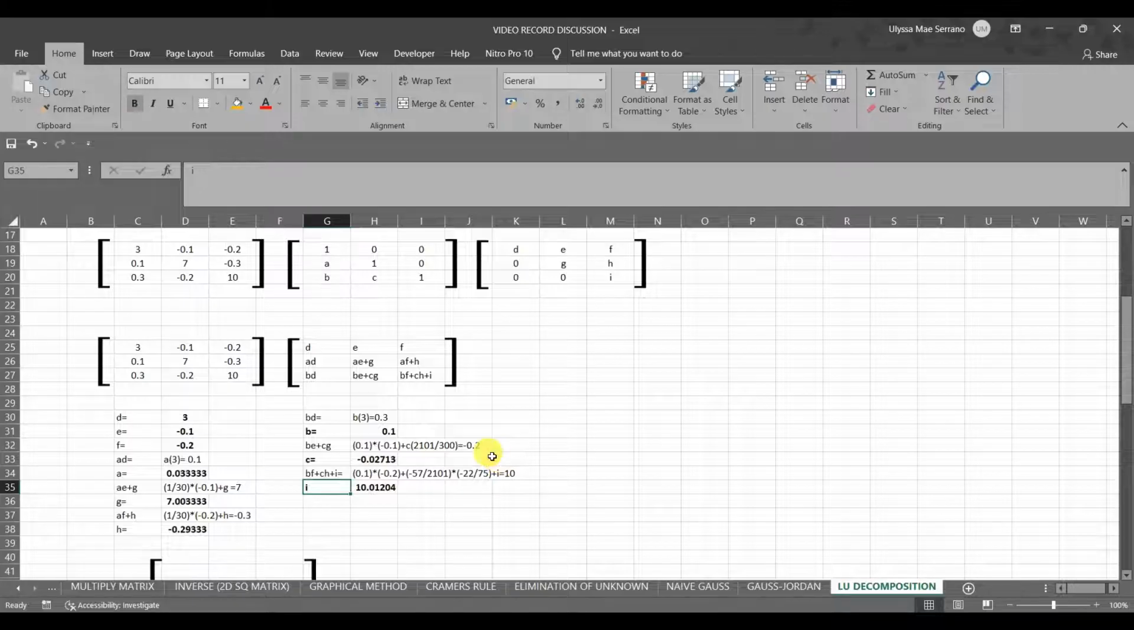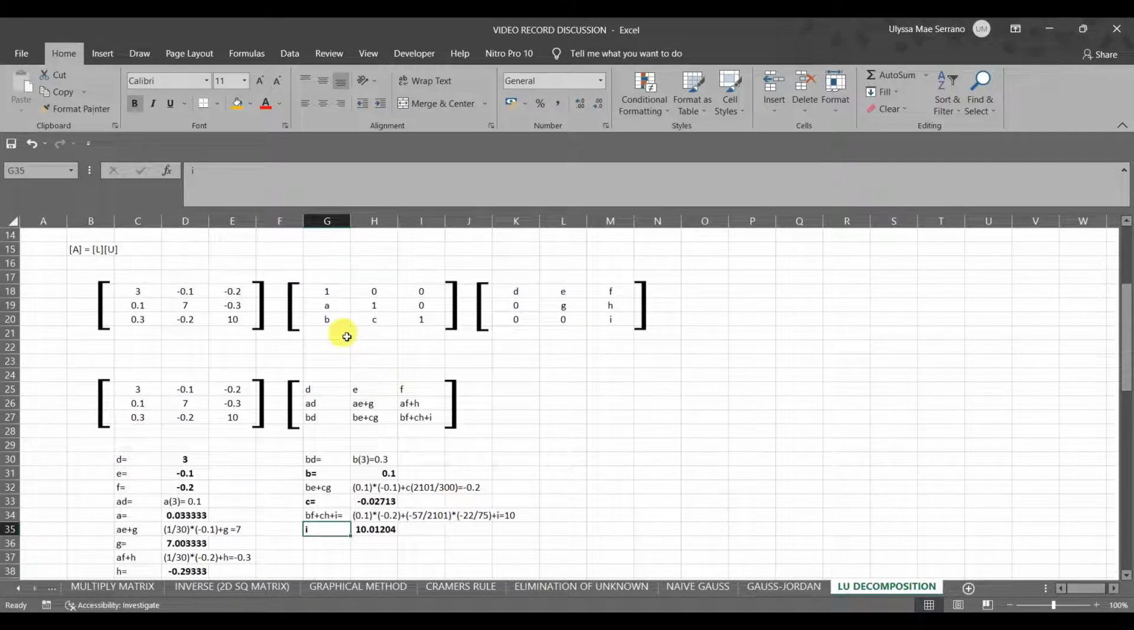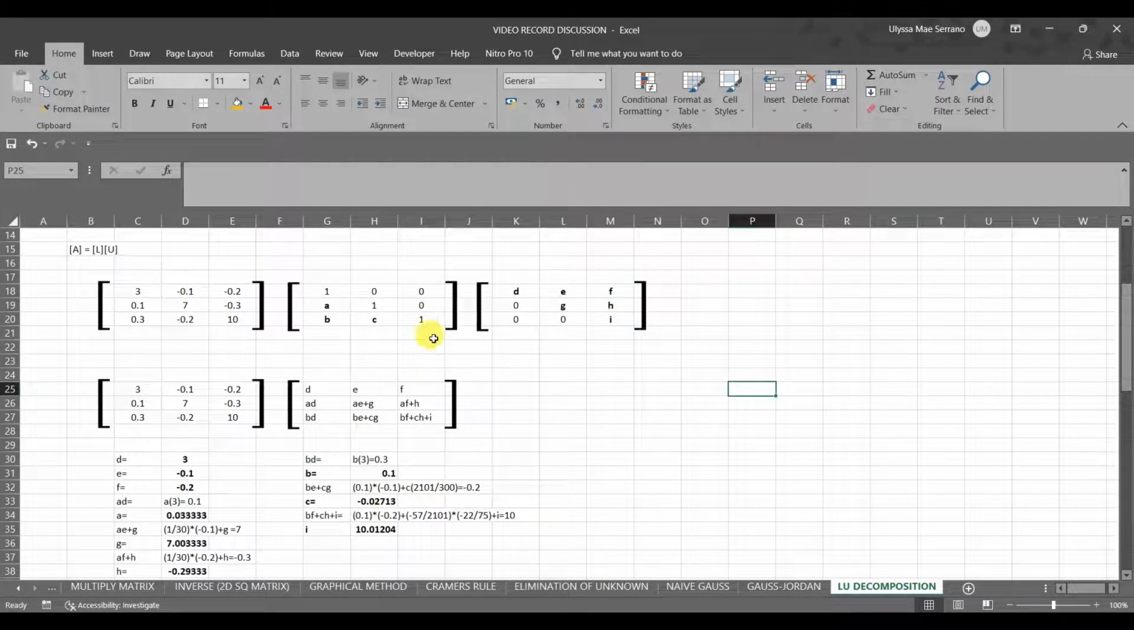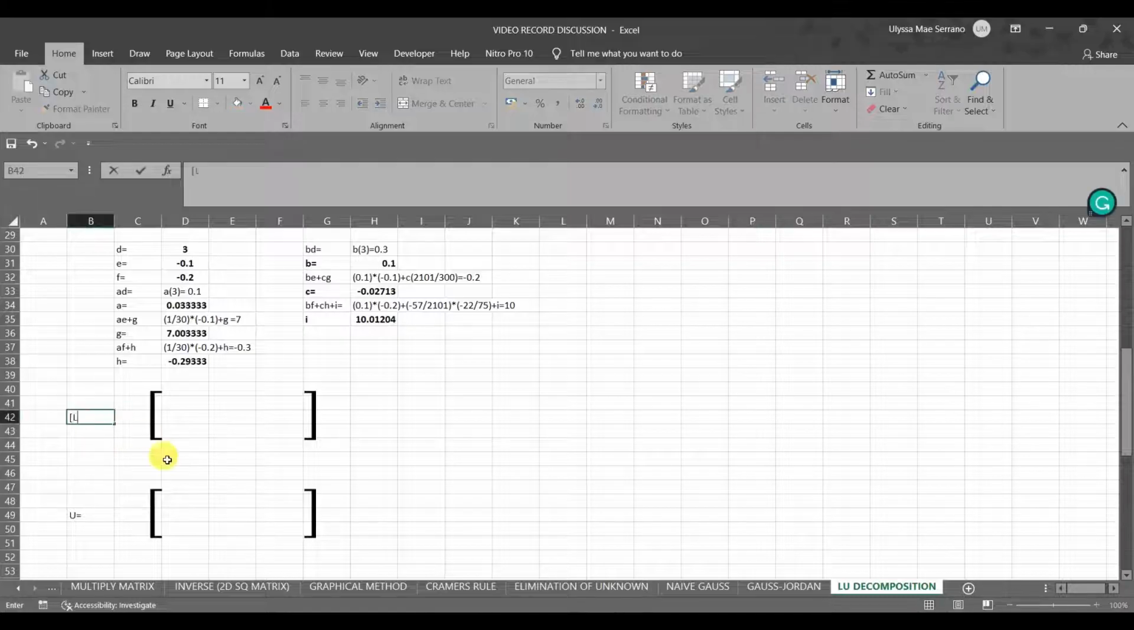So from here, we will be able to substitute the values of A, B, C, D, E, F, G, H, and I as our lower and upper. So this is for lower, and this is for upper.